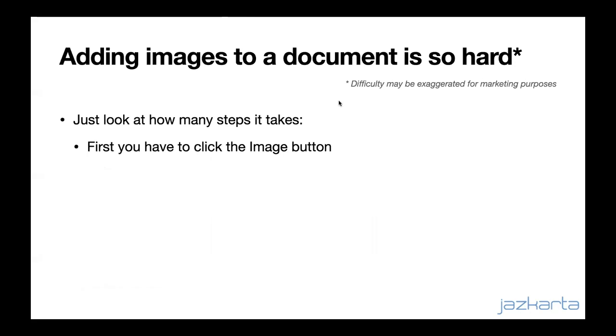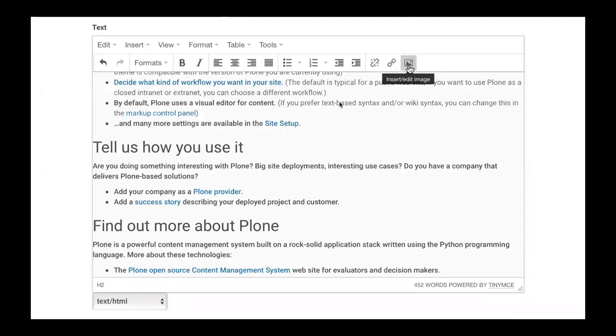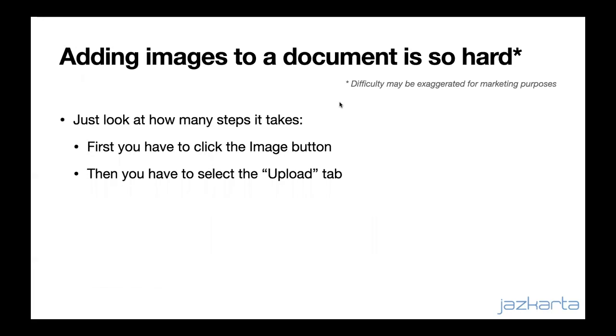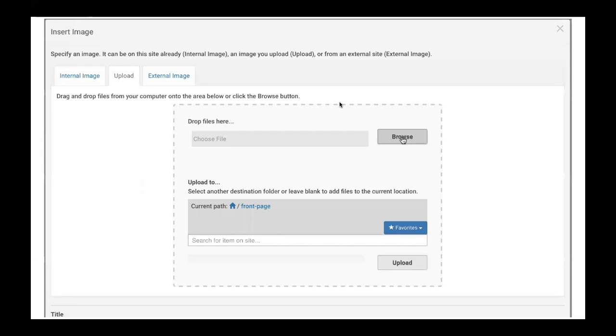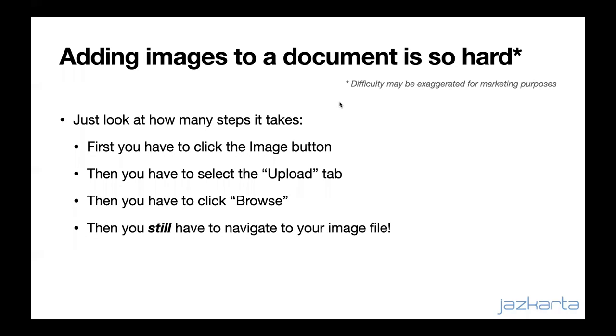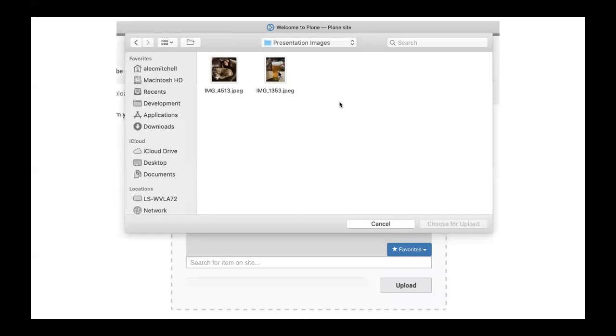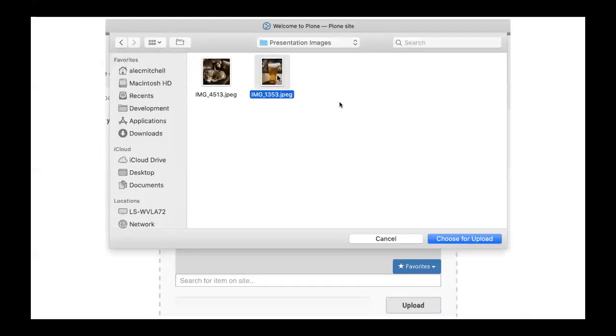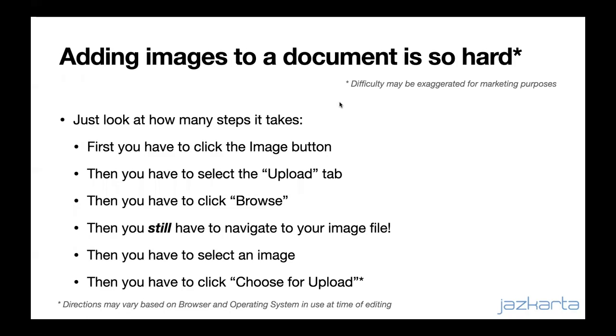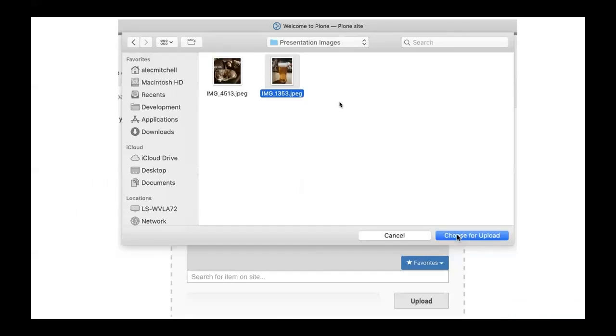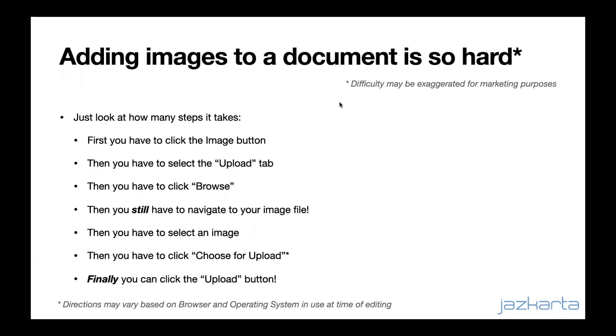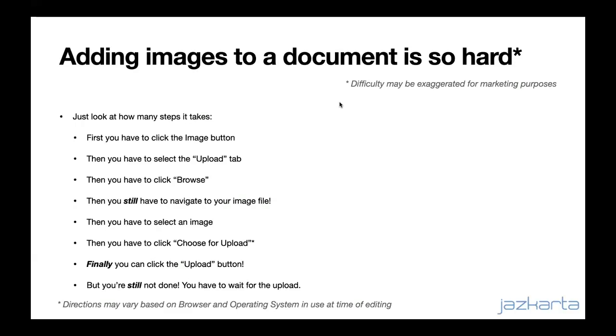First, you have to click the image button. Then you have to select the Upload tab. Then you have to click Browse. Then you still have to navigate to your image file. Then you have to select an image. Then you have to click Choose for Upload. Finally, you can click the Upload button.